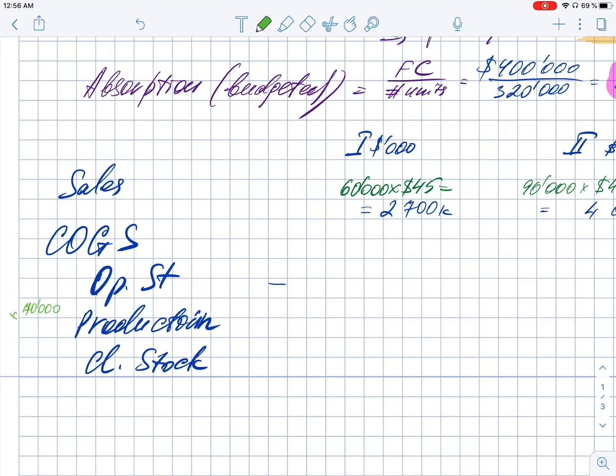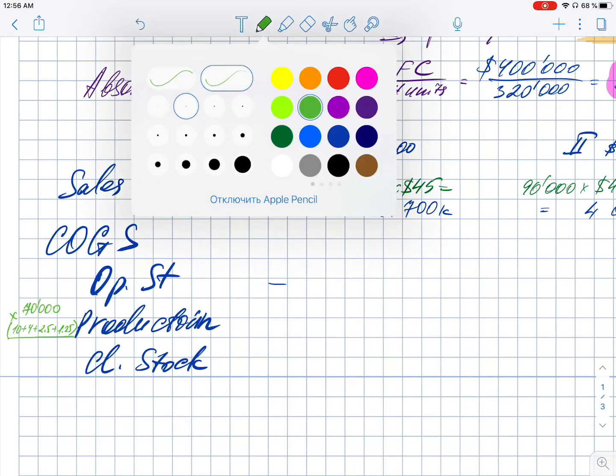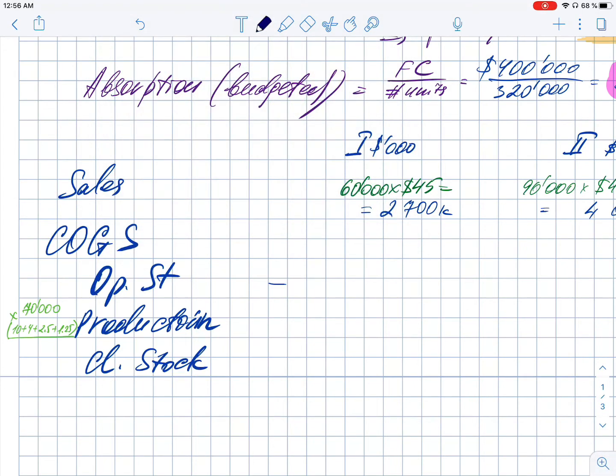70,000 units multiplied by the cost of production. And we used only marginal cost. In the previous method, it was 10 for materials, 4 for labor, 2.5 for variable overheads. And now we have to add 1.25 as fixed overhead absorption rate we have just calculated. And using that calculations, we will receive the cost of production, which is equal in dollars to 1,242.5, if I'm not mistaken.